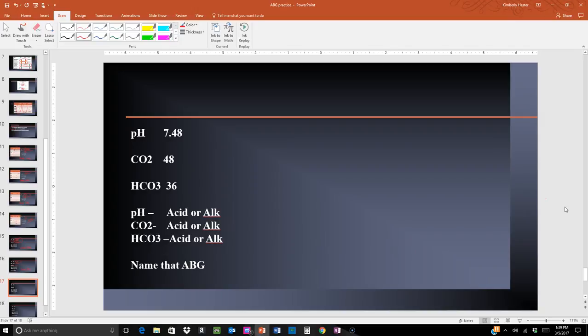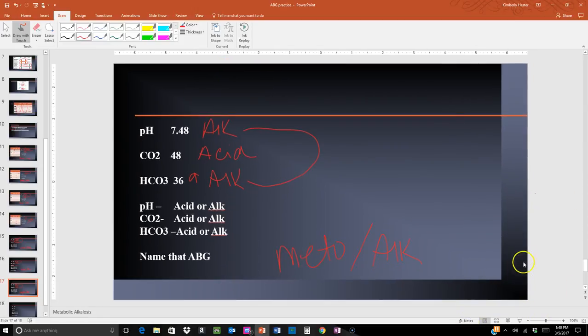So, all right, pH of 7.48, that is high. So that's also alkalotic. Your CO2 is 48, which is high, so that's acidotic. All right, but we already know the second portion here is alkalosis, and then your bicarb is 36, which is high. So that's alkalotic. So that should be the culprit right there. So that should be metabolic alkalosis.